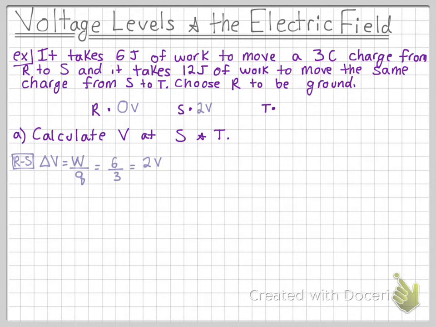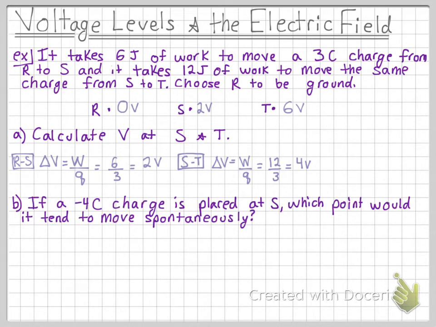Now we can find the voltage difference between S and T. So it takes 12 joules of work to move the same 3 coulomb charge between S and T. So the voltage difference between S and T is 4 volts. So take note that this does not mean that point T is 4 volts. This means that the difference between point S and point T is 4 volts. And since point S is 2 volts, that means that point T must be 6 volts.